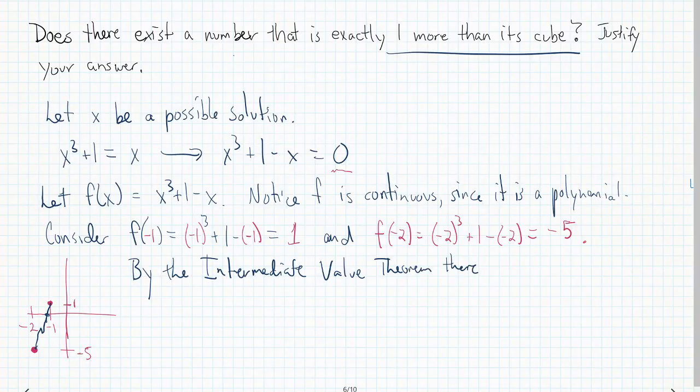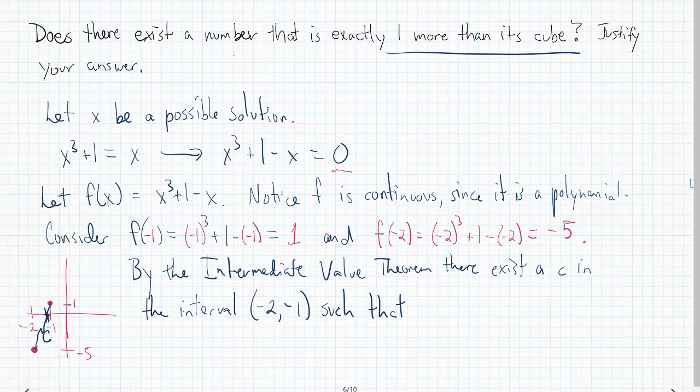There exists a C in the interval. Now what interval should the C occur? They're saying this value right here is C, the x value. There exists a C in the interval, and our interval goes from negative 2 to negative 1 in this case, such that, when you plug in C into f, notice this coordinate would be (C, 0). So that means f of C equals 0.